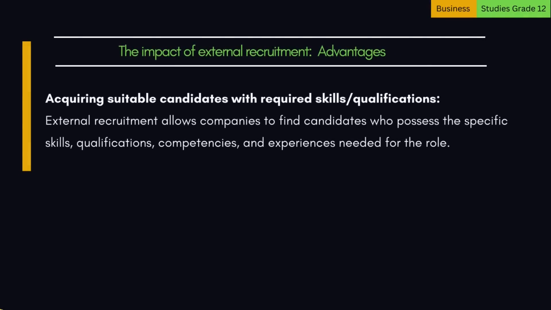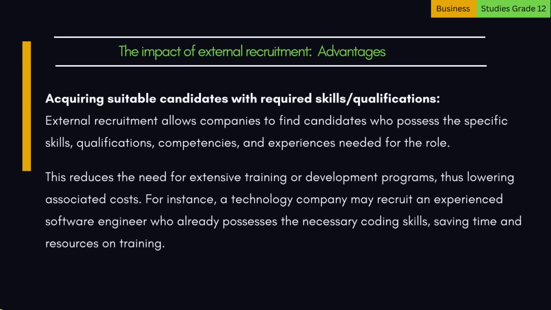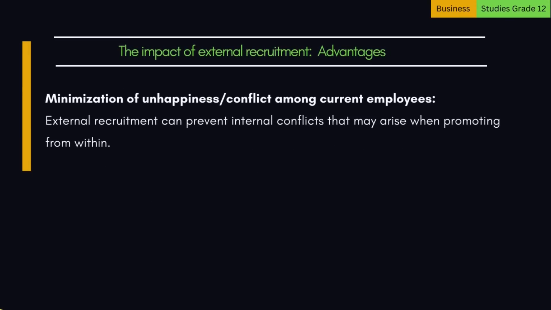4. Acquiring suitable candidates with required skills or qualifications. External recruitment allows companies to find candidates who possess the specific skills, qualifications, competences, and experiences needed for the role. This reduces the need for extensive training or development programs, thus lowering associated costs. For instance, a technology company may recruit an experienced software engineer who already possesses the necessary coding skills, saving time and resources on training.